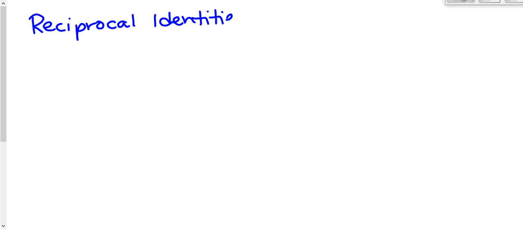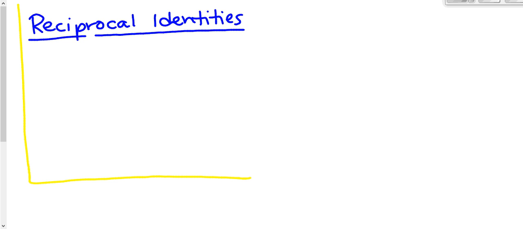Okay, I'm going to split them into 3 categories, and the first category is called reciprocal identities. I'm going to leave room over there to write them, and this is something that you're going to end up writing down. So it's in a nice yellow box.